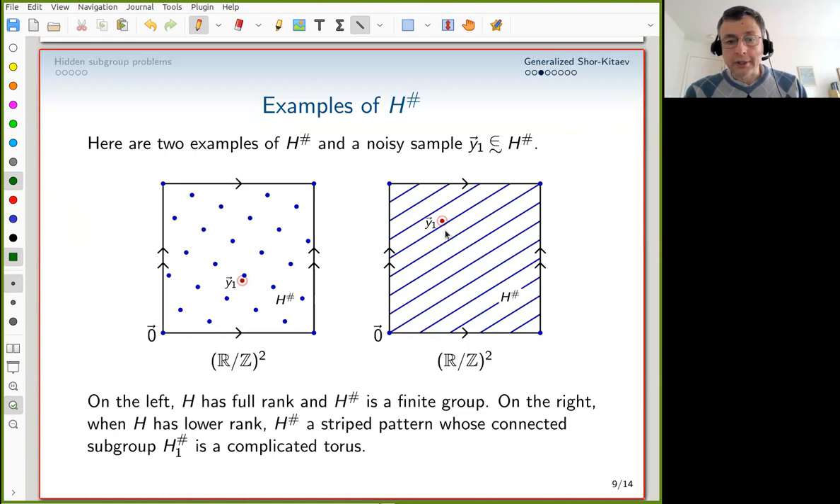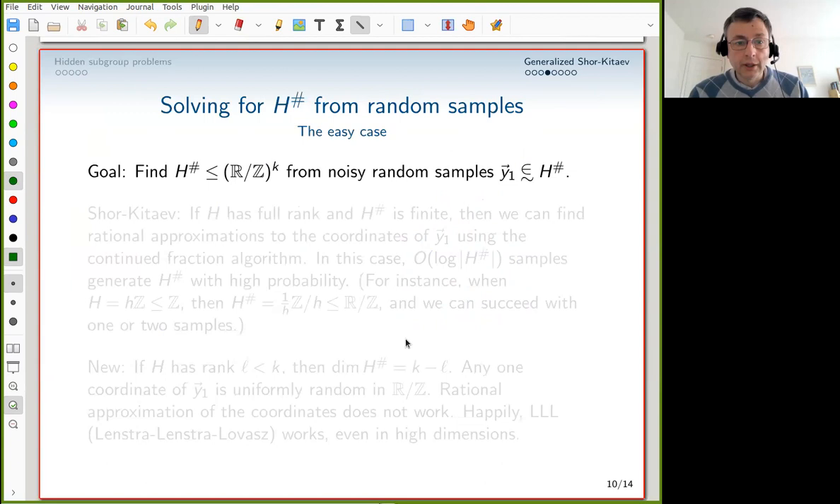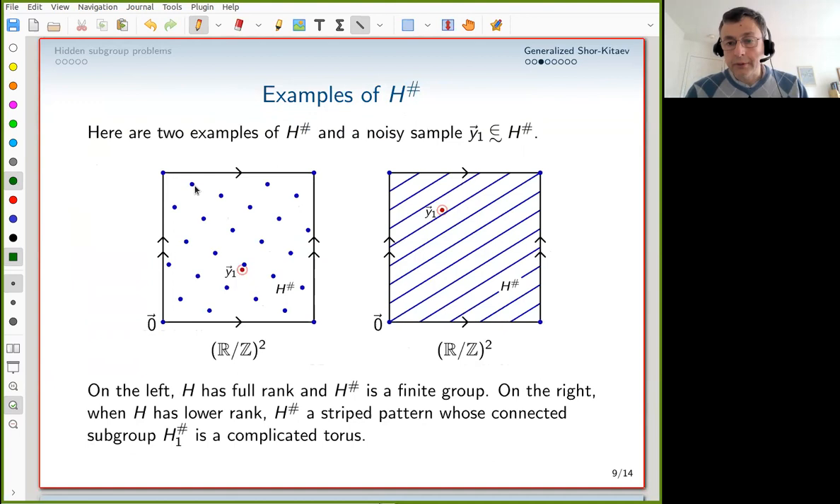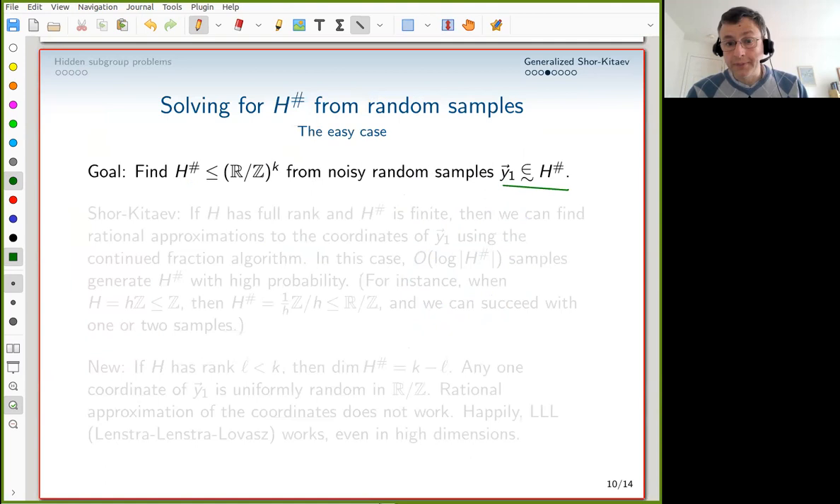But in any case, to emphasize this now, you don't know the spacing, you don't know the slopes of these stripes either. And I'm drawing a two-dimensional case, which is already of interest, but you should imagine a 100-dimensional version of this picture where maybe H sharp is 50-dimensional. Okay. All right. Now I want to find a complete description of H sharp from these random samples, which are also noisy.